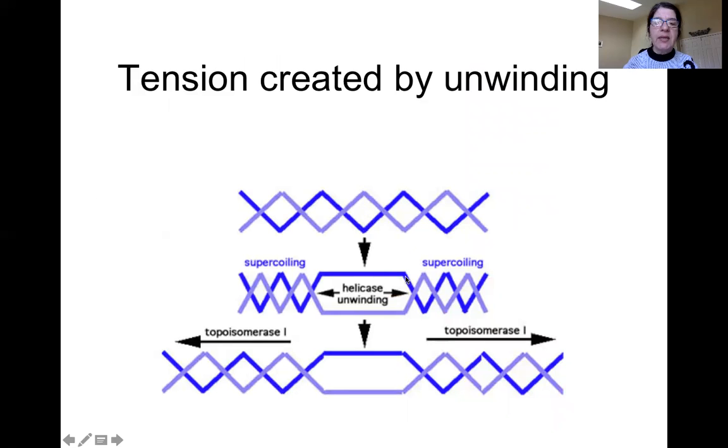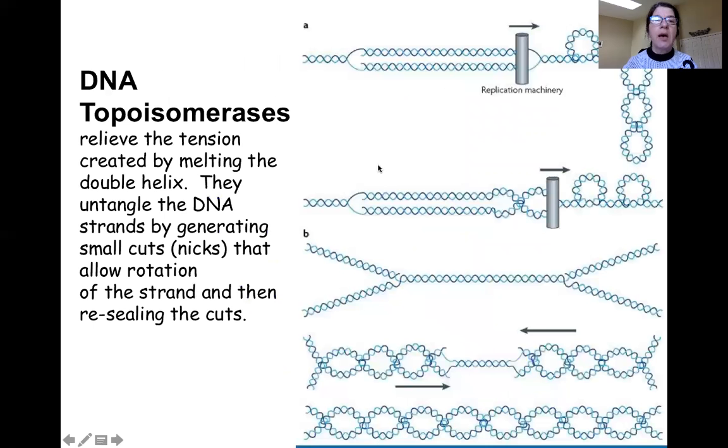As you unwind a portion of the DNA, on both sides of the unwinding, you would get supercoiling. It will create tension. And that tension needs to be relieved. And it is relieved by another set of enzymes called topoisomerases. It comes from topology. So topoisomerases are responsible for creating little nicks, little breaks in the DNA to help unwind the strand that has gotten almost like getting things into a knot, into a tangle.